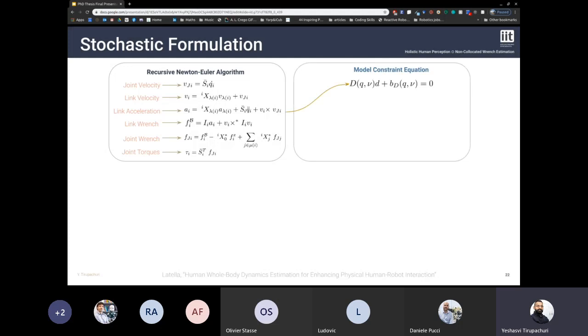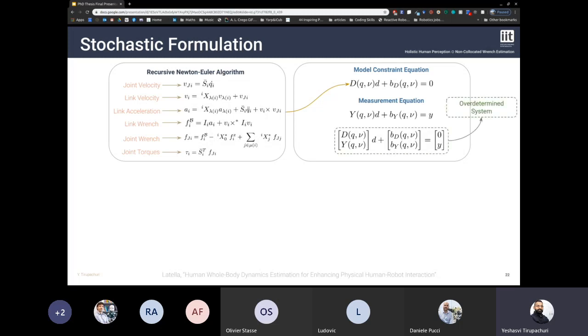Now, using the recursive relations, we can define a model constraints equation by rearranging the terms and defining a block diagonal matrix D and a bias vector bD. Similarly, we can construct a measurement equation that maps the dynamic variables and the measurement vector. These two equations can be stacked together to get a linear relationship. And in our consideration, this is an overdetermined system that can be solved through weighted pseudo inverse to estimate the variables in the vector d.